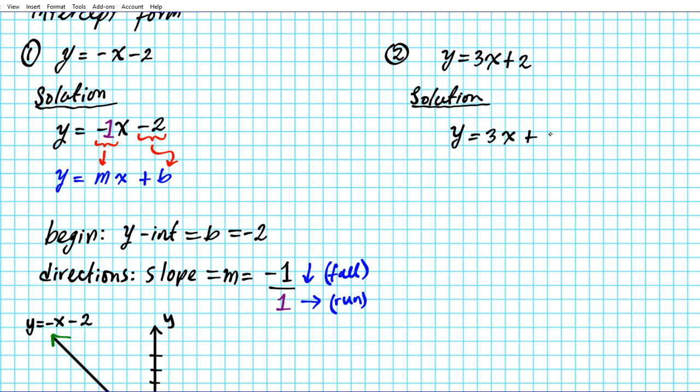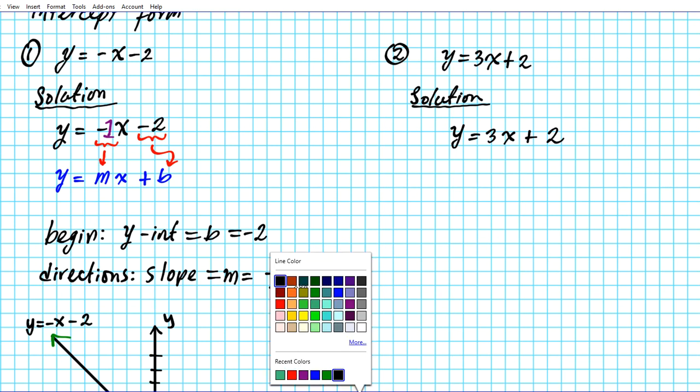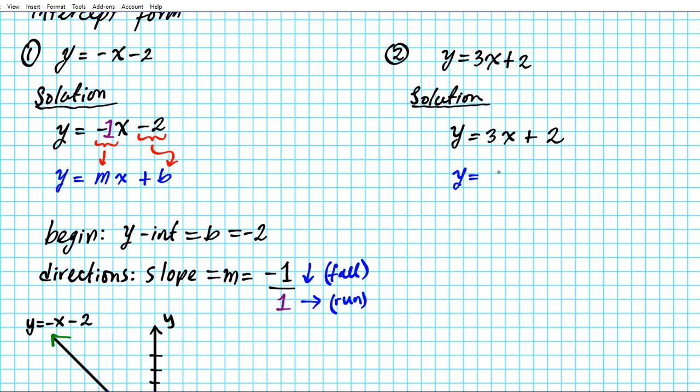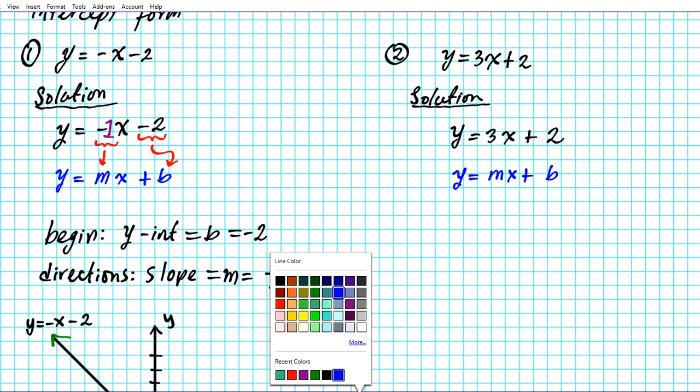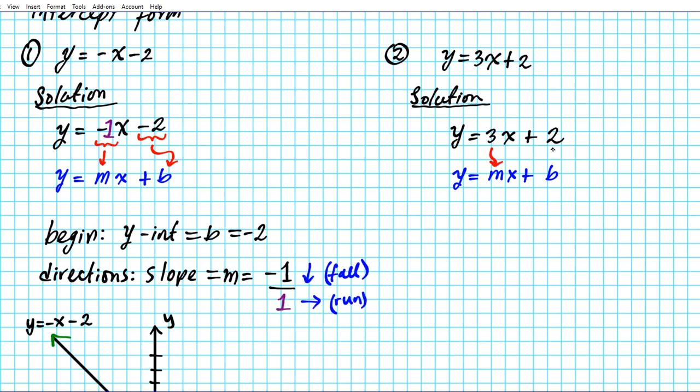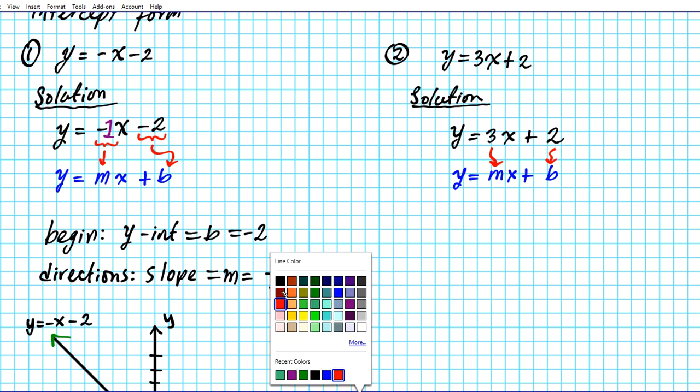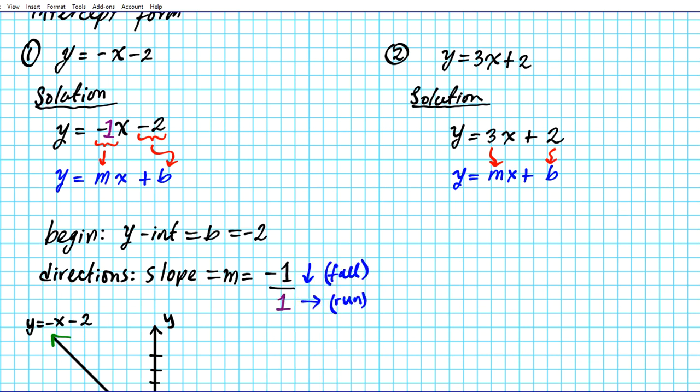Now we need the slope or directions and the y-intercept b or the beginning. Let's go ahead and write down the formula that's going to guide us in determining those values. y is equal to mx plus b. We can see what m and b are. m is clearly 3 and b is 2. Alright, so we know where to begin and we know the directions that will take us to the second point.